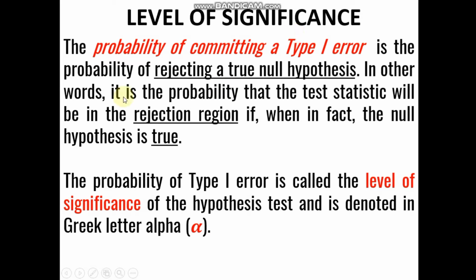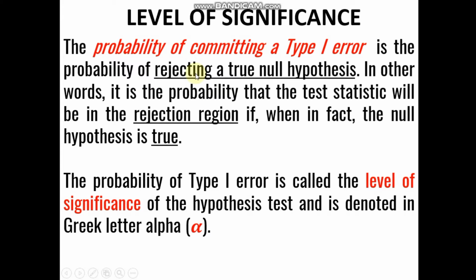So, in other words, it is the probability that the test statistic will be in the rejection region when in fact the null hypothesis is true. So, ang ibig sabihin niyan, class, is the probability or the chance na nag-commit ka ng type 1 error, na dapat na nireject mo yung true null hypothesis ay ilang percentage. Yun ang ibig sabihin. And makikita ito sa dulo ng ating normal curve sa rejection region. Kasi nga, ang ginawa mo is ni-reject mo si true null hypothesis na dapat ina-accept mo.